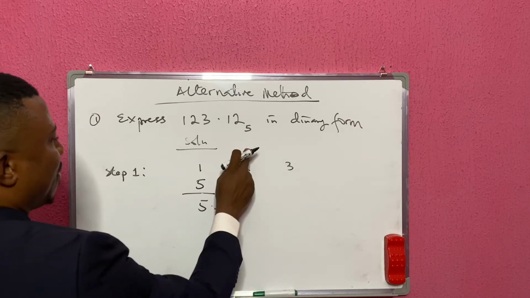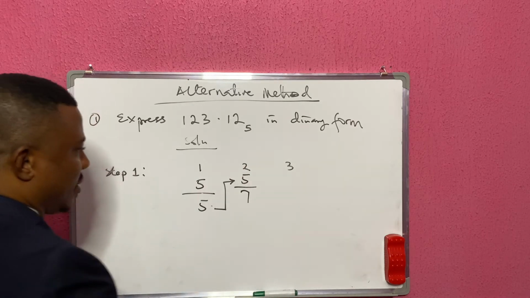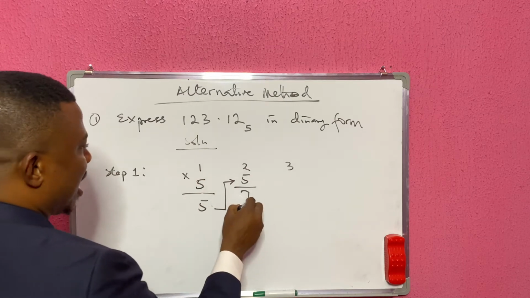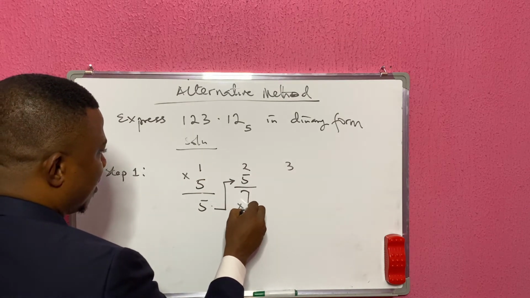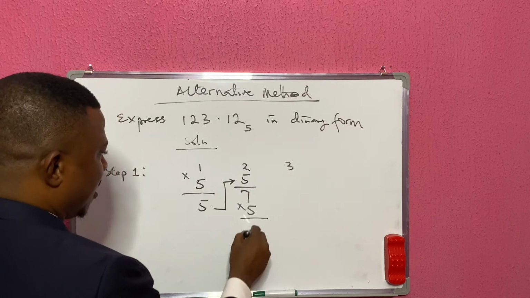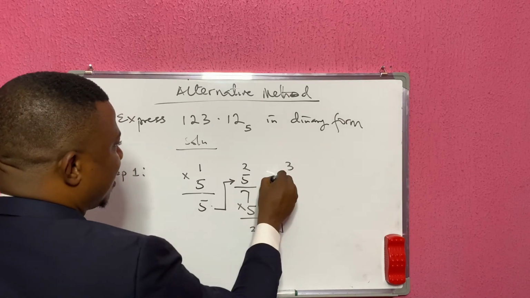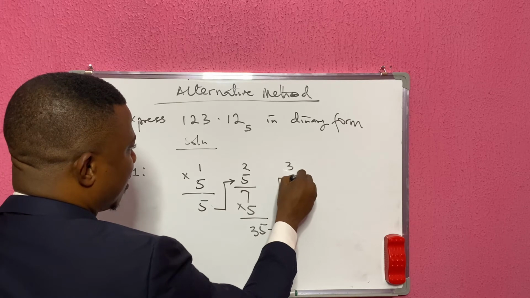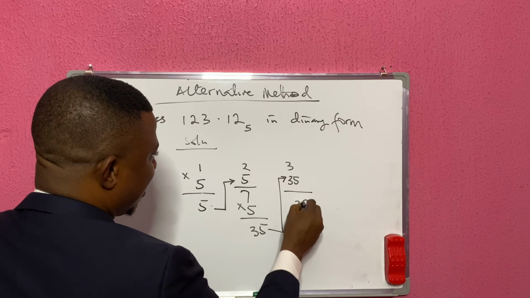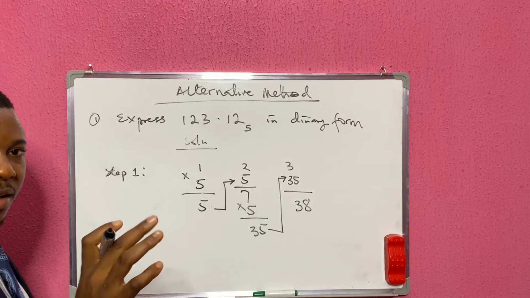Add this to this 5, you have 7. 7 times 5 will give us 35. You add this to this one to give us 38. This 38 becomes your answer here.